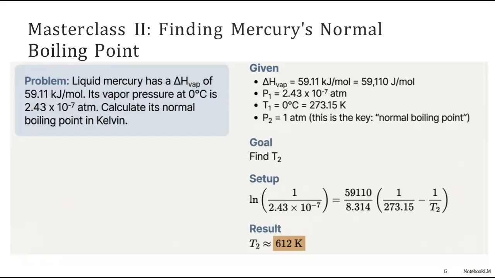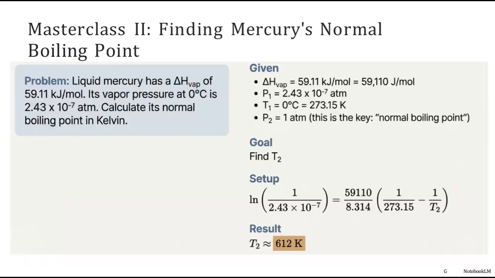So delta H is given. P1 is also given. T1 is also given. Now it's asking you for the normal boiling point, so it's asking you for T2 at the normal boiling point. If it's asking for normal boiling point, it has to be at 1 atmosphere. That's by definition. So you have everything you need but T2. So we substitute.